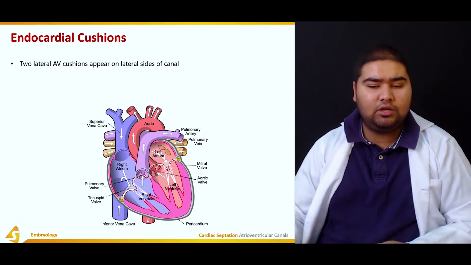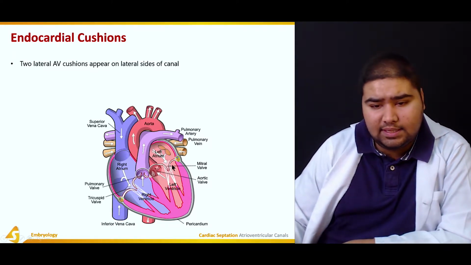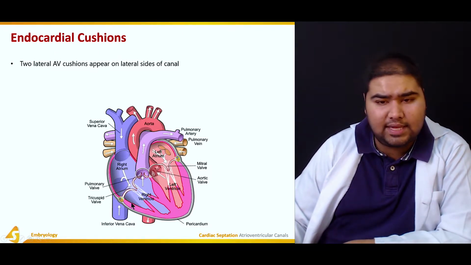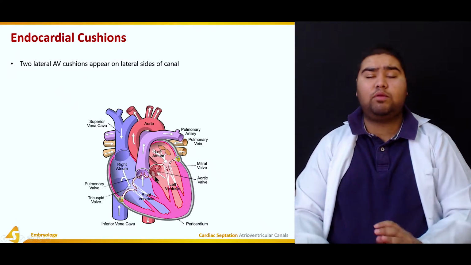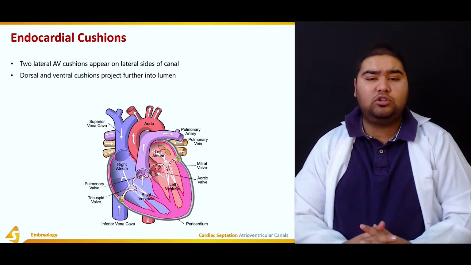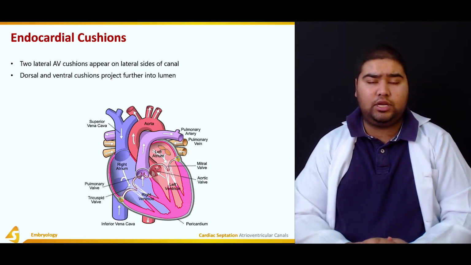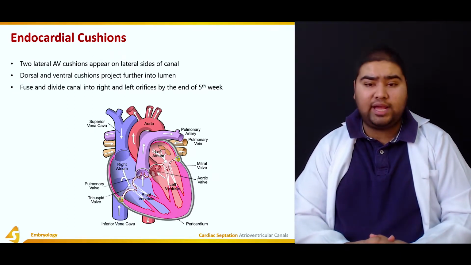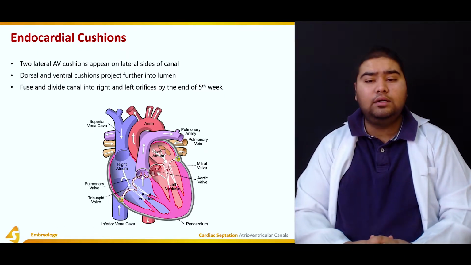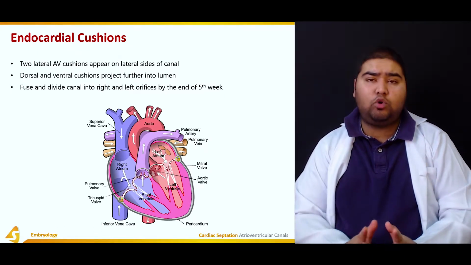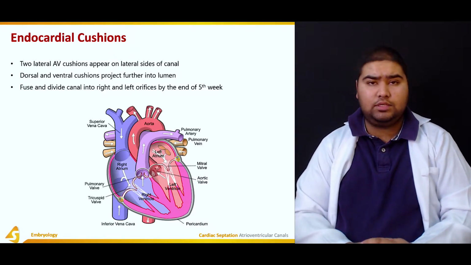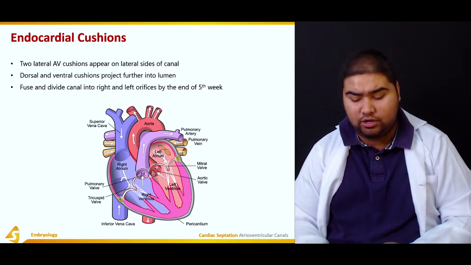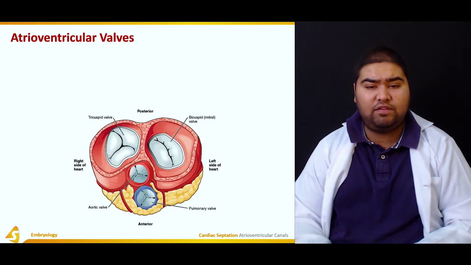Now, two lateral endocardial cushions were also present. This is the region of the AV canal, and the lateral endocardial cushions would be placed here. This is an adult heart; obviously, we are talking about a developing heart. The dorsal and ventral cushions project further into the lumen. They fuse with one another and divide the canal into a right orifice and a left orifice, and this happens by the end of the fifth week.